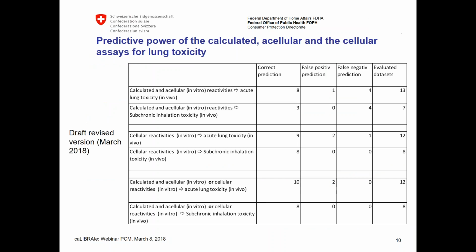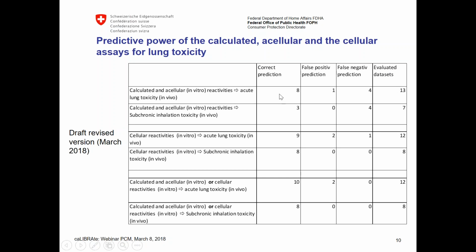So what we did as well is a comparison of these reactivities with in vivo studies on lung toxicity. On the top, you see the comparison between the calculated acellular in vitro activities with acute lung toxicity. And just below, the comparison with the subchronic inhalation toxicity. And what you see here is the number of evaluated data sets. We only took the data when the set was really complete.